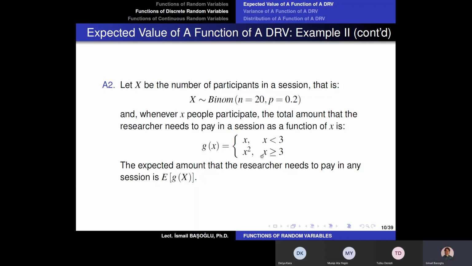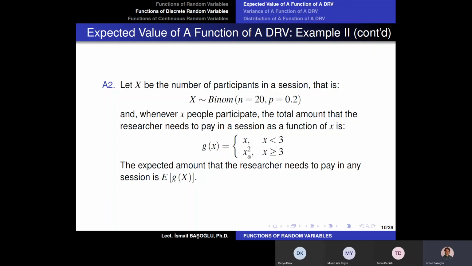However, if X is greater than or equal to 3, then I am going to pay X Turkish liras to each of these X participants. Therefore, the amount of money that I'm going to pay is going to be X squared. For example, if 5 people arrive, then I'm going to pay 5 Turkish liras to each of them. 5 times 5, it is going to become 25. But for 20, it is going to be 400.